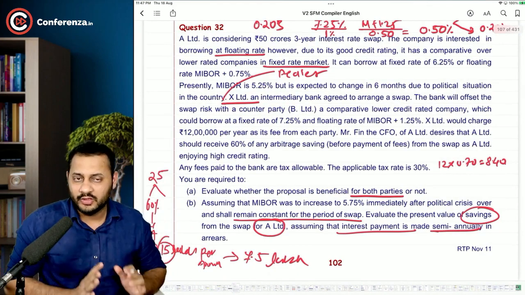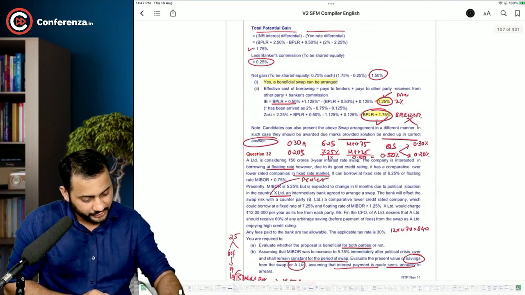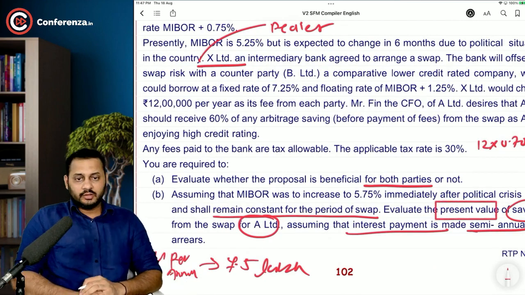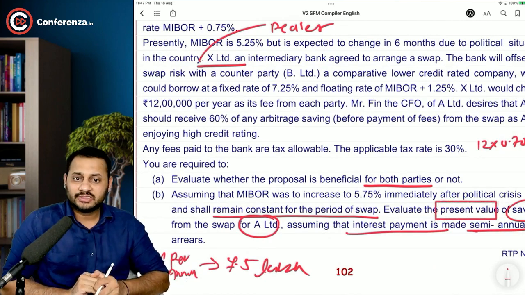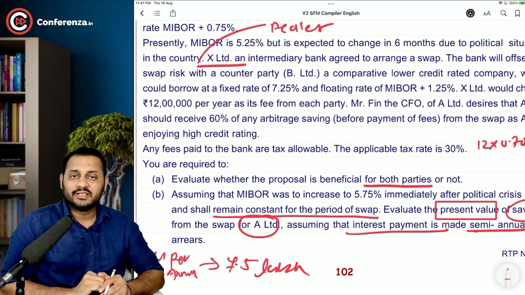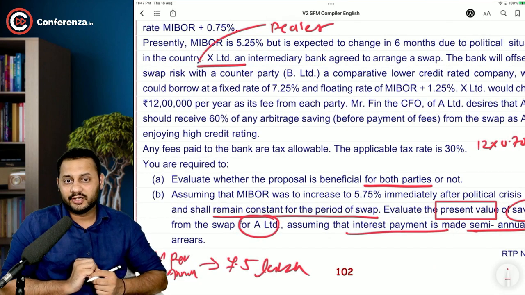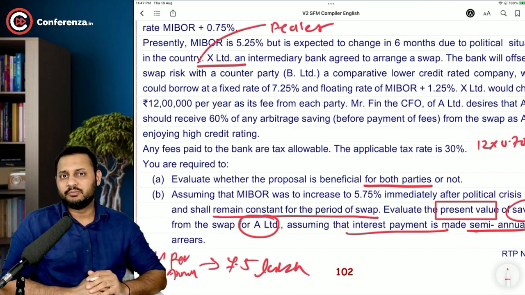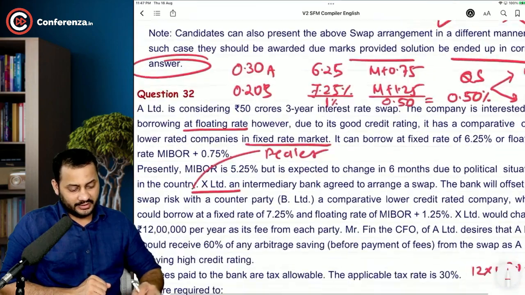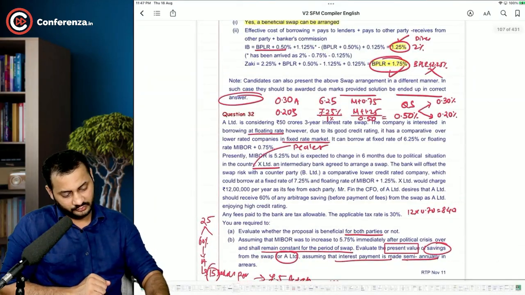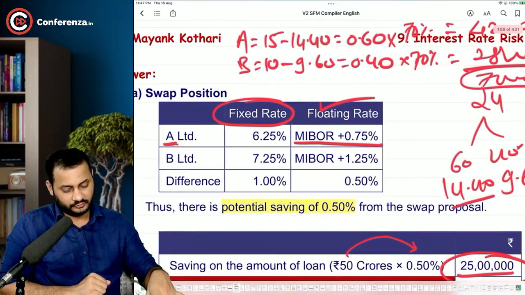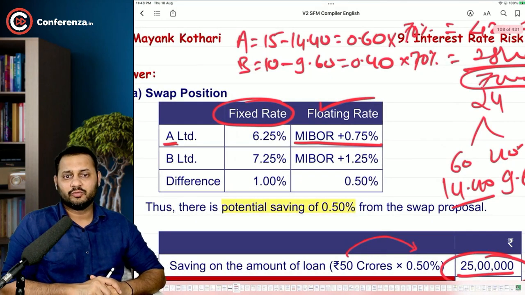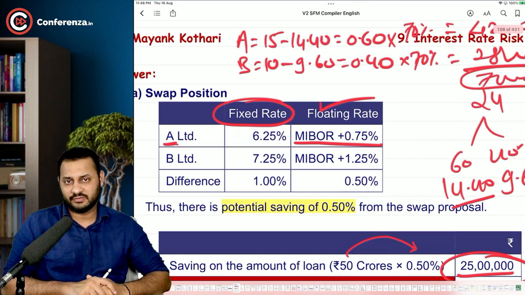Now we have to calculate the present value. My question to you is, what is exactly the cost of floating rate to you? What should be the discounting rate? Very simple, sir. If you would have directly borrowed the money from the bank, A Limited, it would have cost you MIBOR plus 0.75.